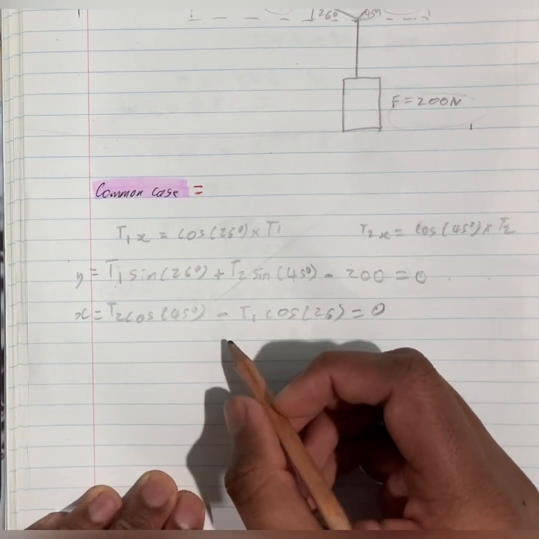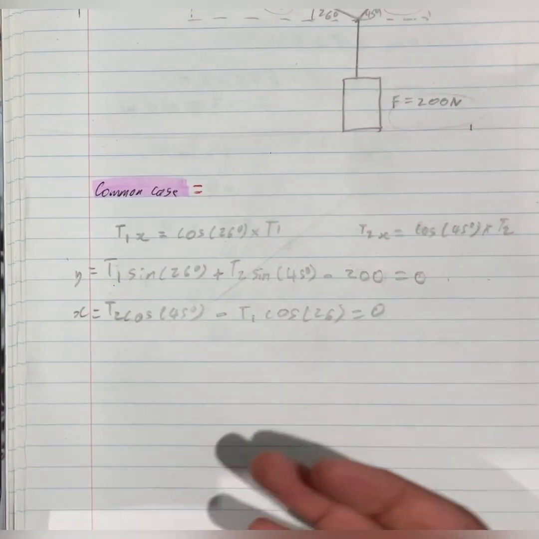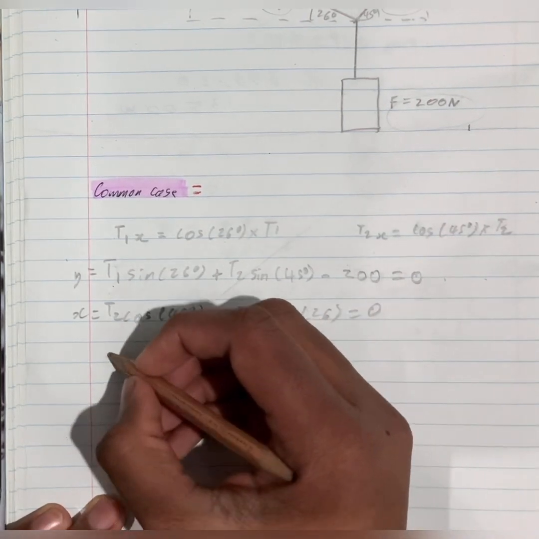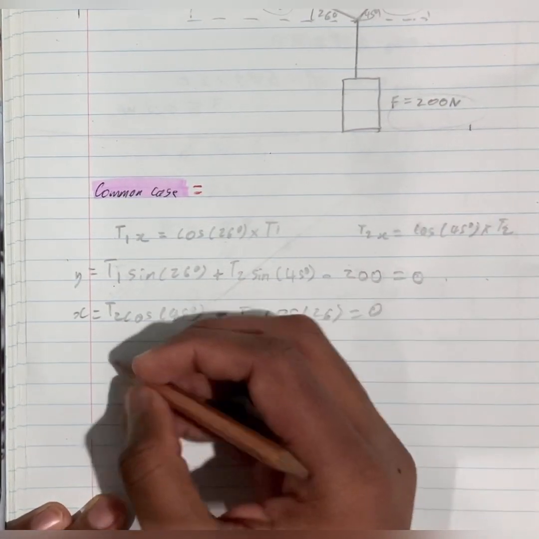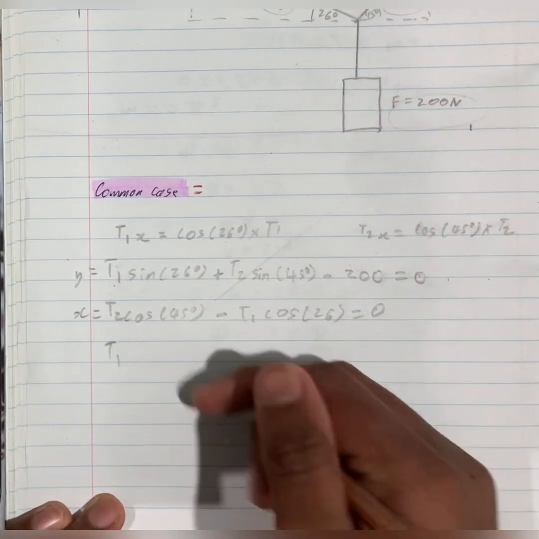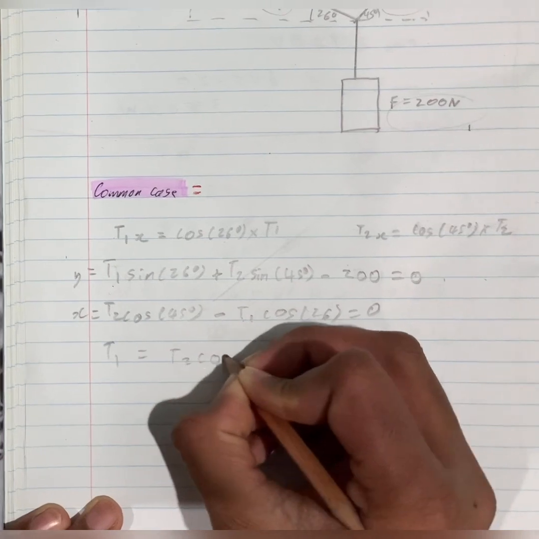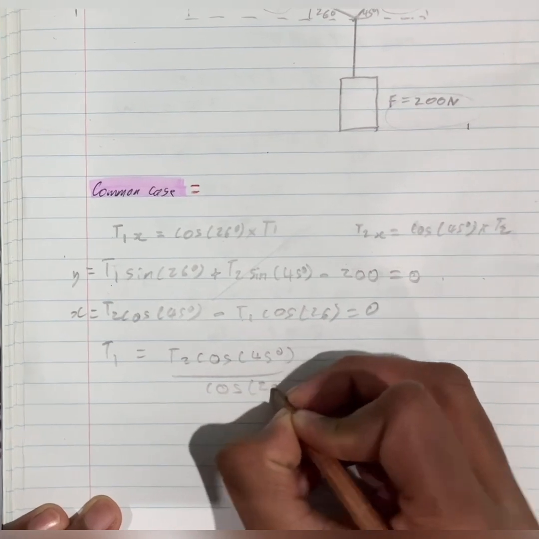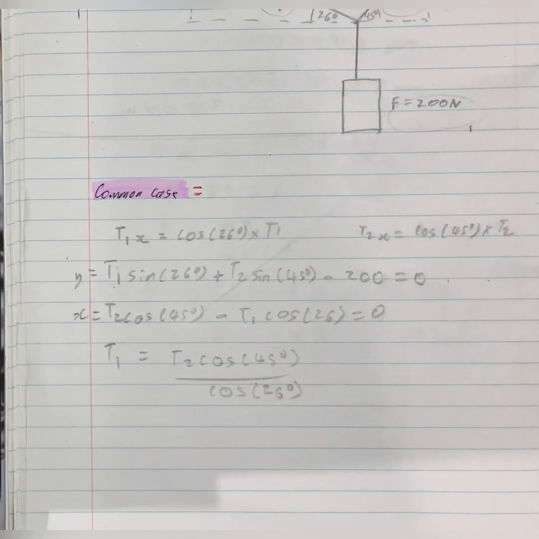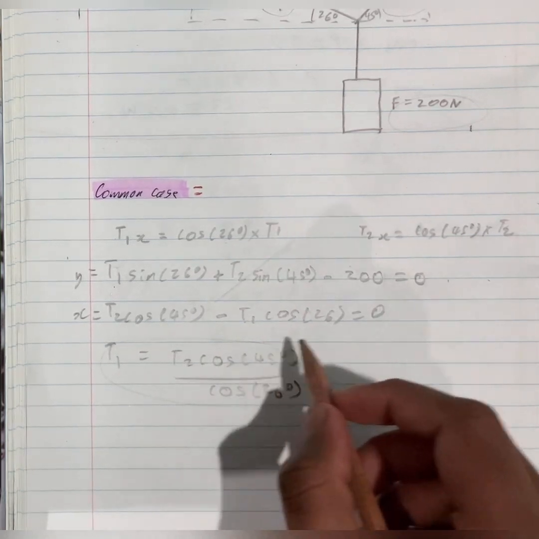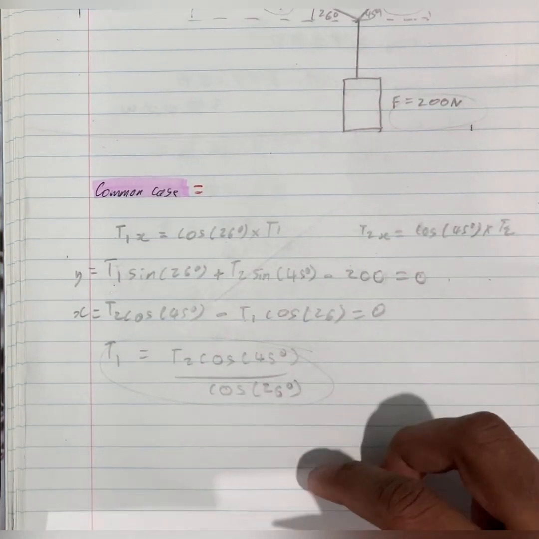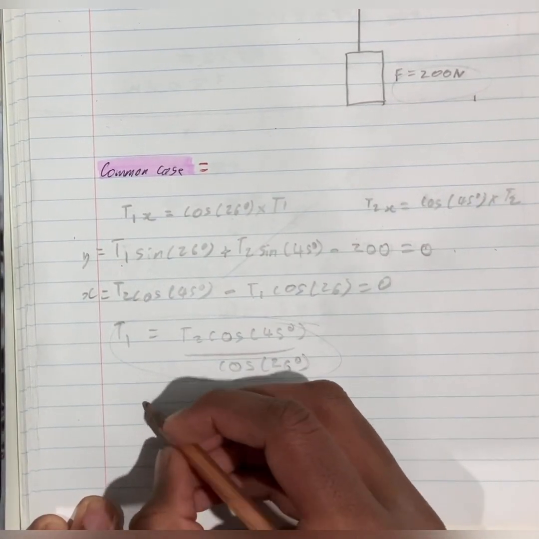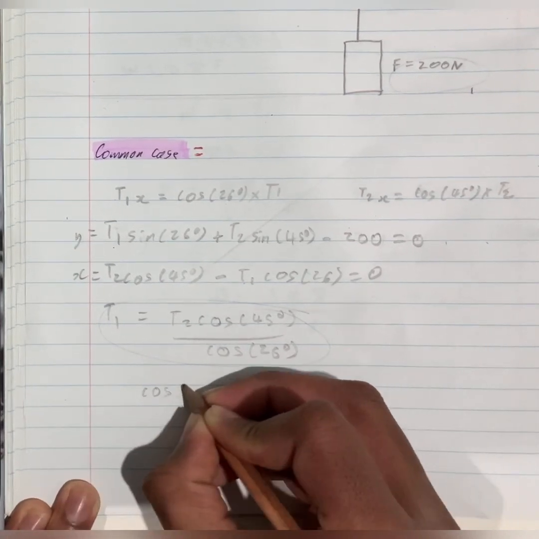So, let's make T1 or T2 the subject of one of these equations. I'll go with the x value, but any should work. So, if we made T1 the subject, T1 is equal to T2 cos 45 divided by cos 26. That is our value right there. Now, we sub this value into our big equation, right? So wherever there's a T1, we sub this into it. And that would just leave us with cos 45.